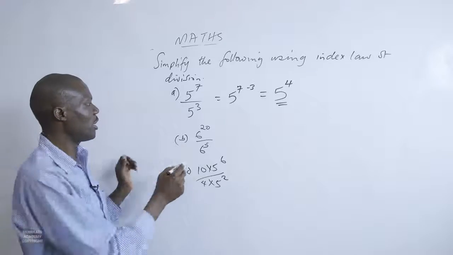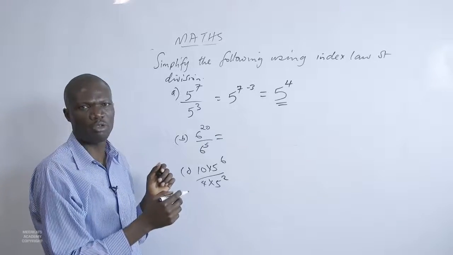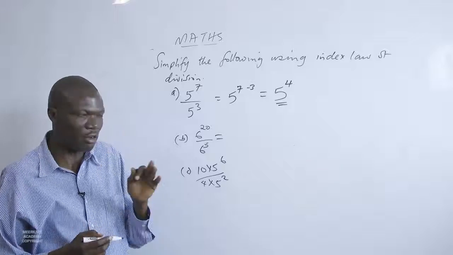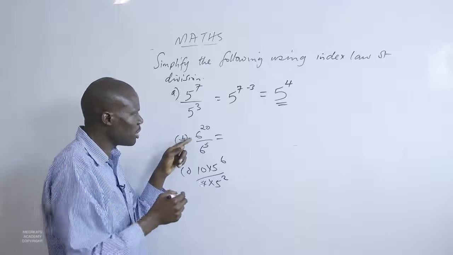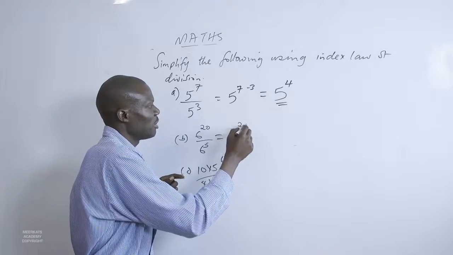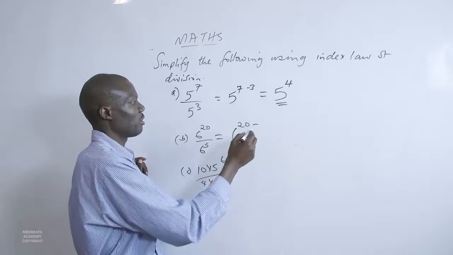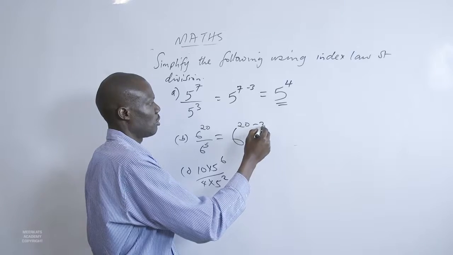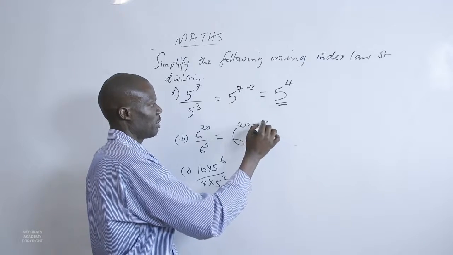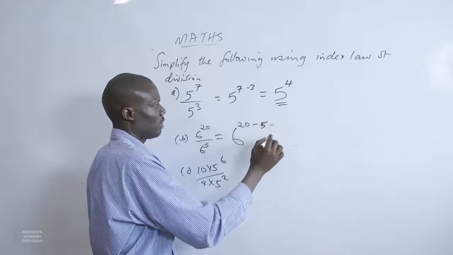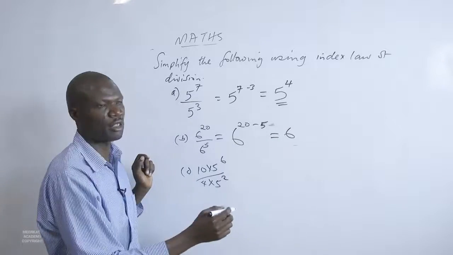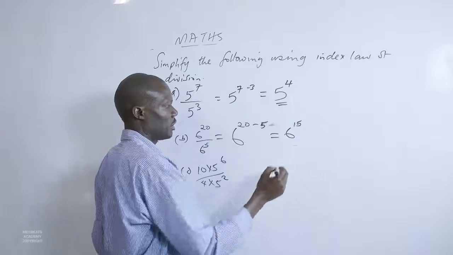For the second one here, it is 6 raised to the power of 20 divided by 6 raised to the power of 5. As long as the base is the same, it is easier to deal with. Then we take the power of the first one minus the power of the second one. This is 5, which will give us 6 raised to the power of 15.